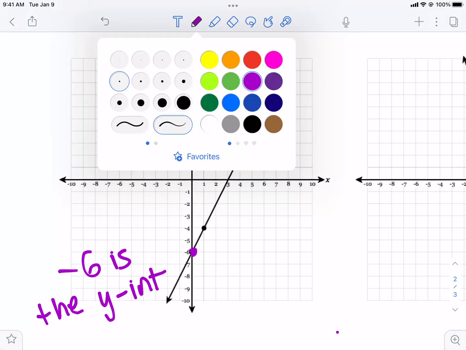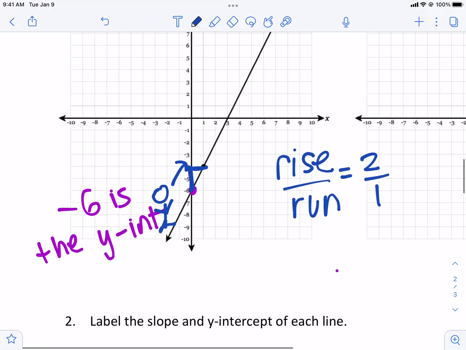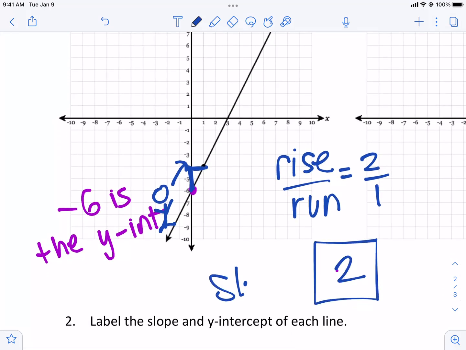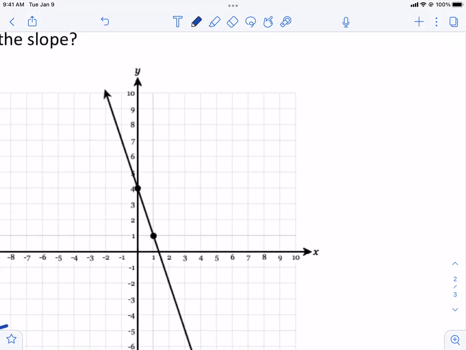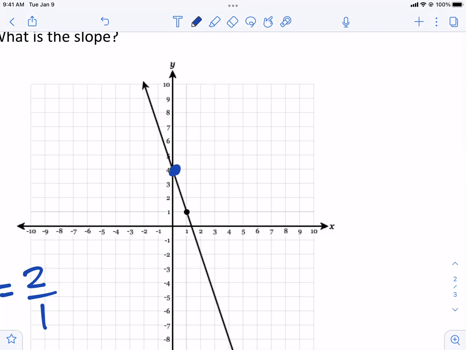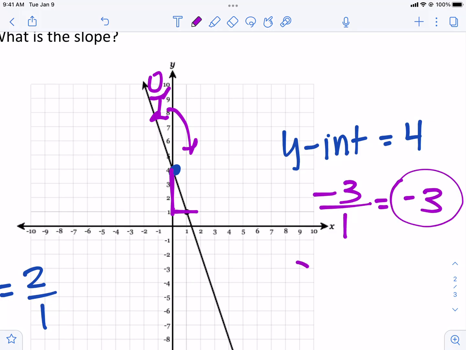And then slope is rise over run. If you notice, this graph is going up from left to right, like you're reading a book. So we're going to go up 2 over 1 to get to the next point. And 2 over 1 reduces to 2. So the slope of this line, the first line, is 2. The y-intercept is -6. Let's take a look at our next graph. The y-intercept is 4. Our slope is negative because if you start in the leftmost spot right here, you're going to go down the hill. So we're going to go down 3 over 1. So our slope is -3.